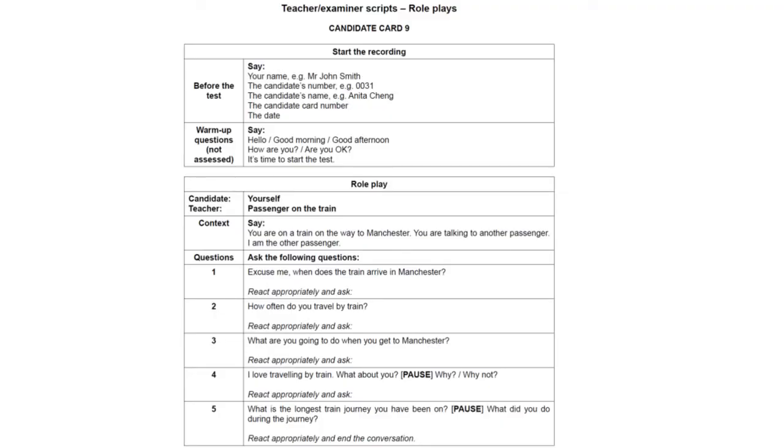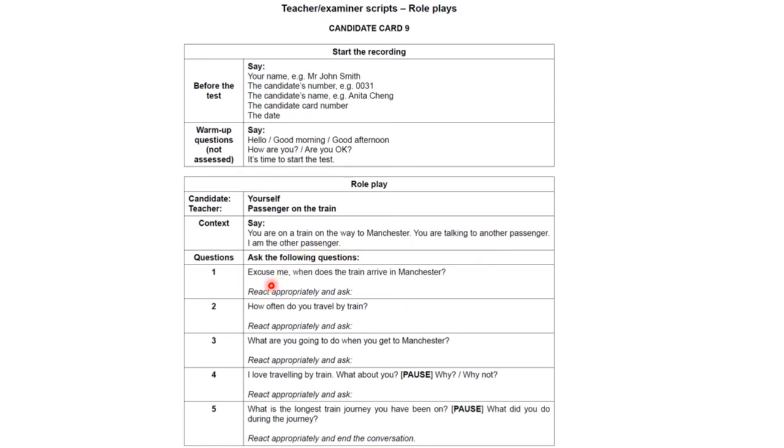So as I told you, here is an example of a candidate card. This is the teacher's or the examiner script. This is the greeting, as I told you. And after the greeting, the teacher would start the role play. So they are addressing the examiner in here. They say, you are on a train on the way to Manchester. You are talking to another passenger. I am the other passenger.